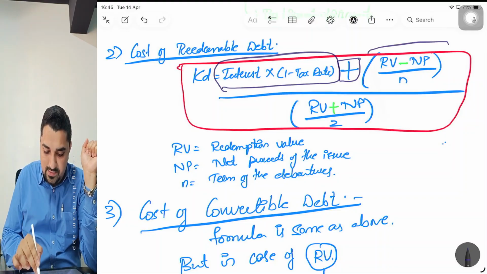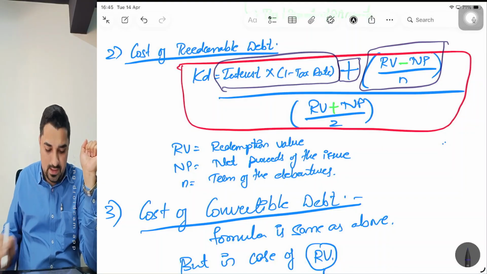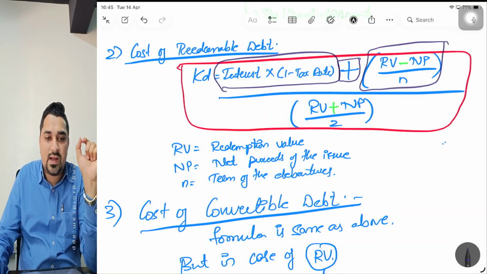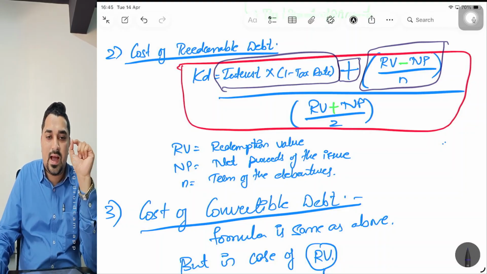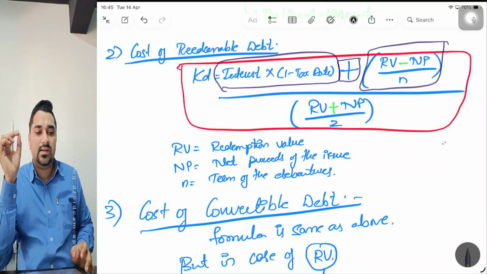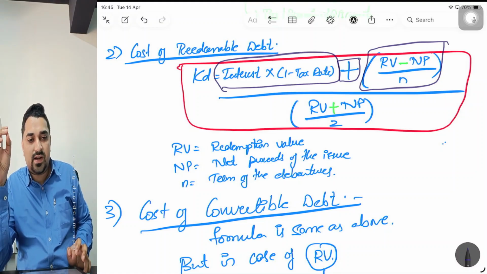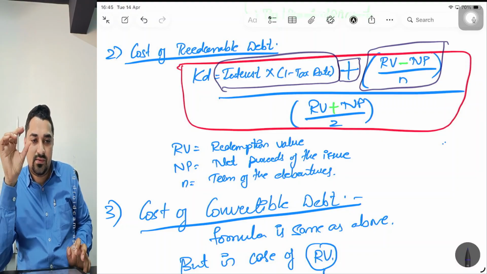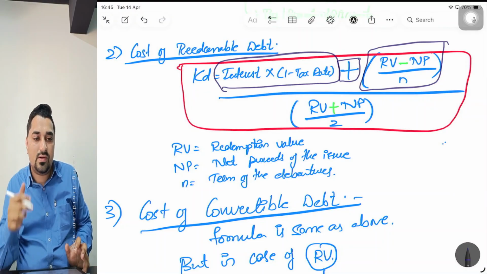RV minus NP divided by N. The whole divided by, if you see, RV plus NP divided by 2. Now what is RV? What is NP? RV means redemption value. Suppose I am issuing a debenture today and I'll redeem it after 5 years or after 10 years or whatever the time given in the question, whether I'll be redeeming at par, premium or discount.